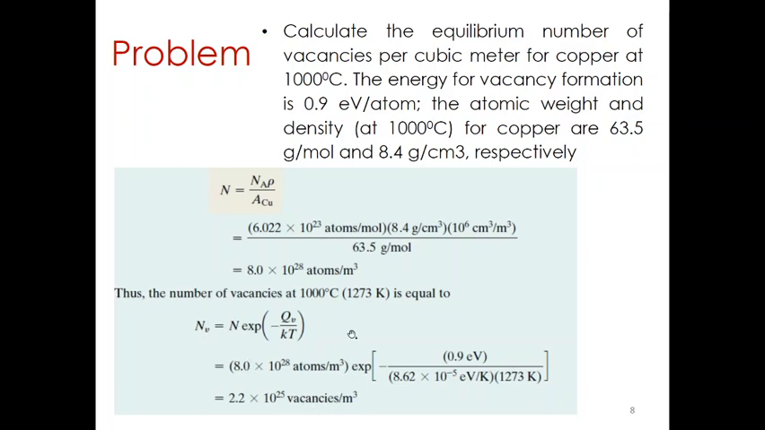If you rearrange the terms, that is 2.2 into 10 to the power 25 divided by 8 into 10 to the power 28, you will get the fraction of vacancies at this particular temperature.